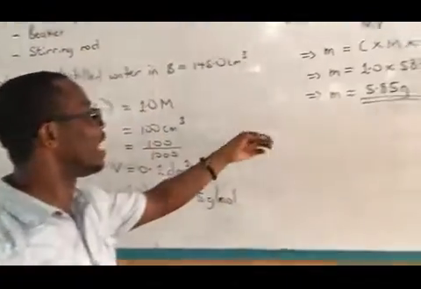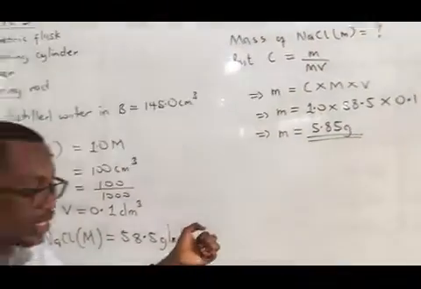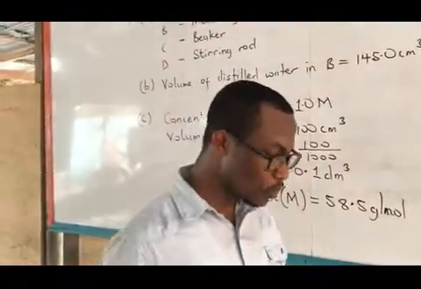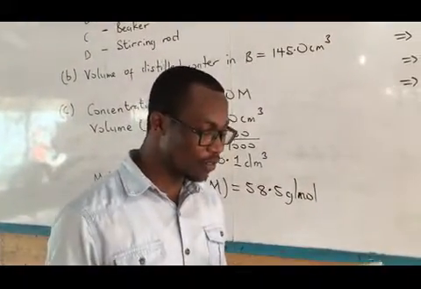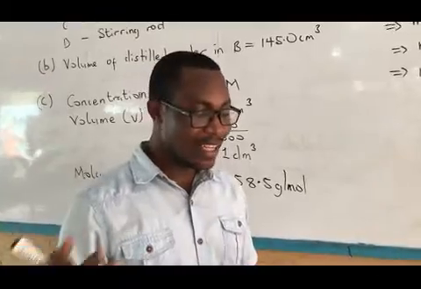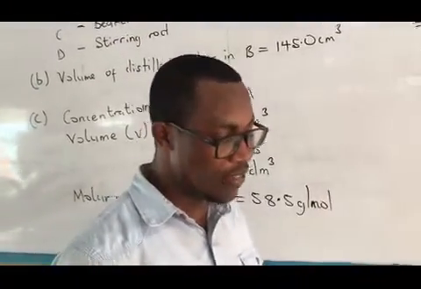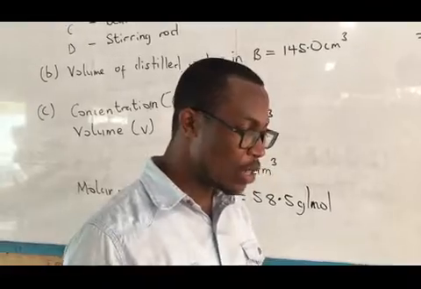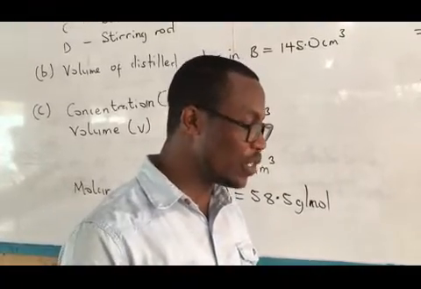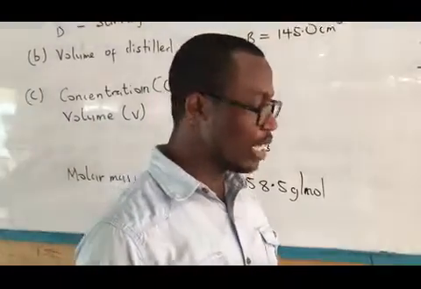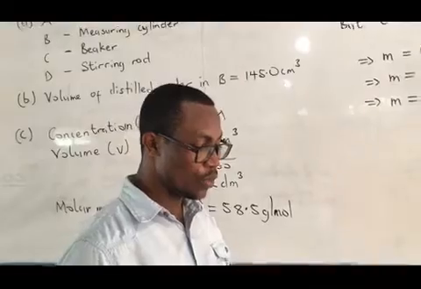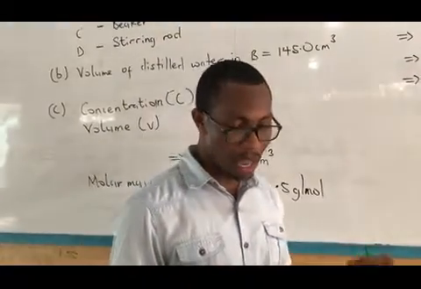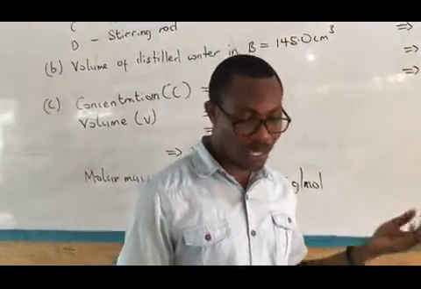After weighing the 5.85 grams of the sodium chloride, you transfer it into the beaker, and then you add a little distilled water. You stir for it to completely dissolve to form a solution, and then you transfer the solution in the beaker into the volumetric flask with the help of a funnel. And then you now can rinse the beaker and the stirring rod thoroughly with more distilled water, and then add it to the solution in the volumetric flask. And then using the wash bottle, you top up the solution in the volumetric flask to reach the 100 centimeter cube mark.